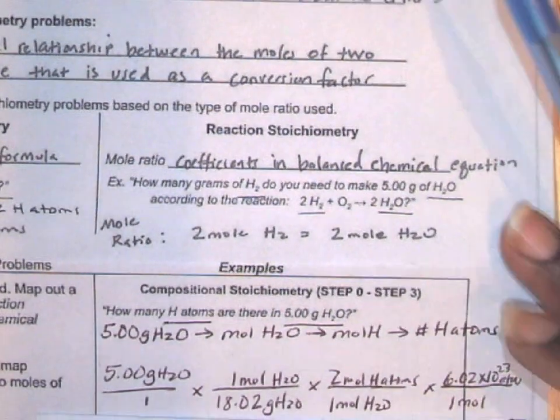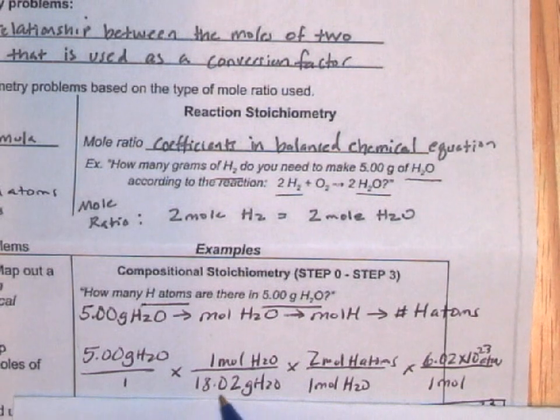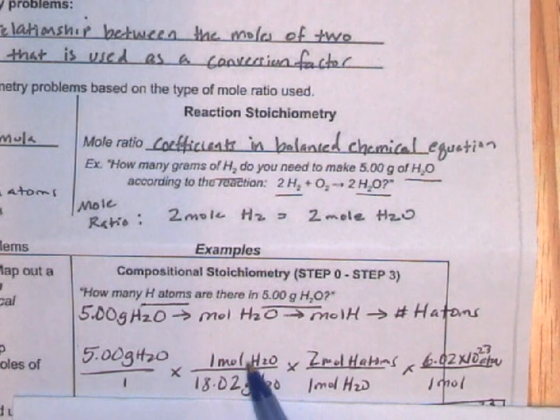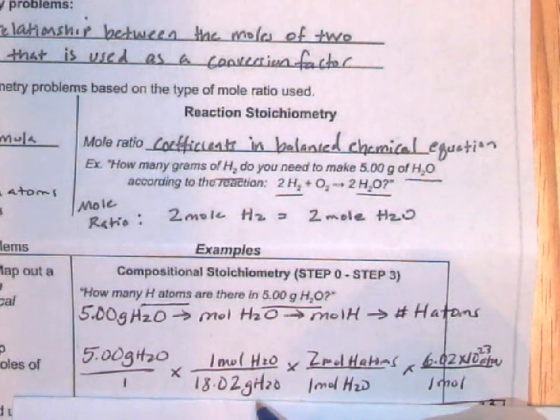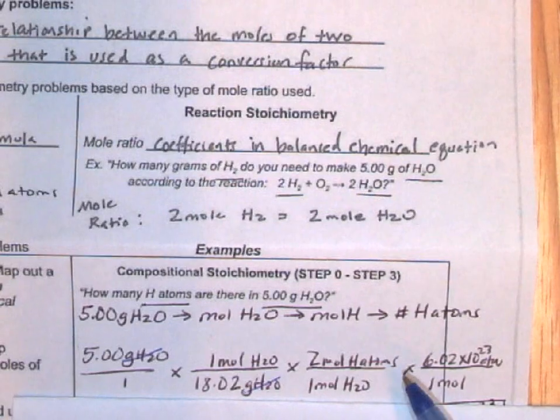So in our setup, we'll start with the 5 grams of water over our 1. Our given is always over 1. And in the second fraction, I have the conversion factor to convert from mass to moles, and that I use the molar mass of water. And I set it up so that the units, grams of water, cancel out, so they have to be opposite.